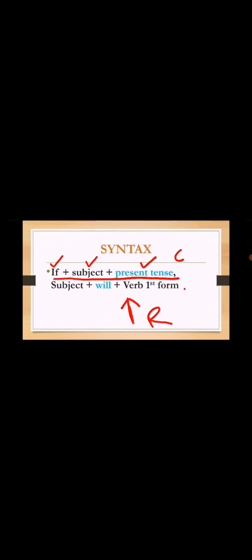In the next step, I will clear up the examples so you will come to know how to use the first conditional. Once again, part 1 of your sentence is based on the condition. It starts with if, then subject, present tense. After the present tense, you put a comma, then you add subject, will, first form of verb, and then a full stop. This is part 2. This will be your condition and this will be your result. Clear? Now let's move on to the next part.